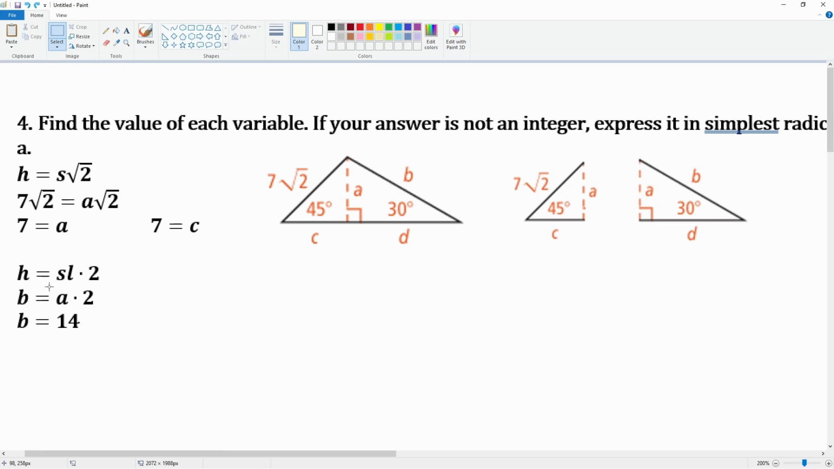Then I now do the long leg. The long leg is equal to the short leg times radical 3. That's just the equation. I know the short leg is A, which is just 7. So it's 7 radical 3.